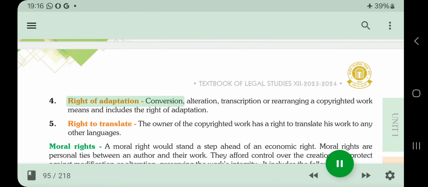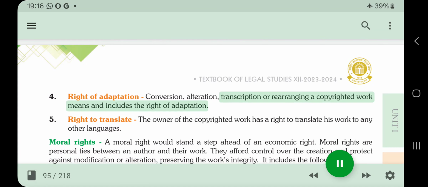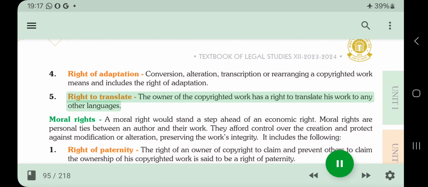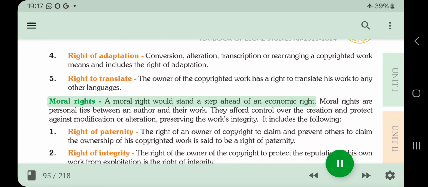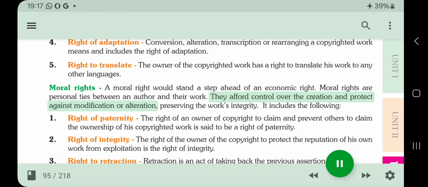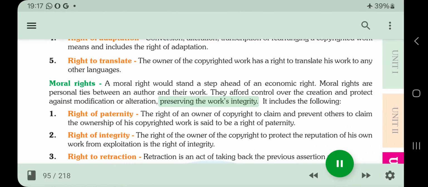4. Right of adaptation. Conversion, alteration, transcription, or rearranging a copyrighted work means and includes the right of adaptation. 5. Right to translate. The owner of the copyrighted work has a right to translate his work to any other languages. Moral rights. A moral right would stand a step ahead of an economic right. Moral rights are personal ties between an author and their work. They afford control over the creation and protect against modification or alteration, preserving the work's integrity.